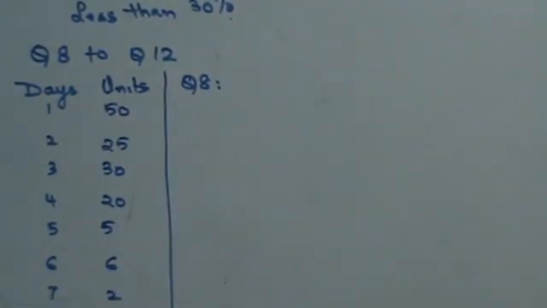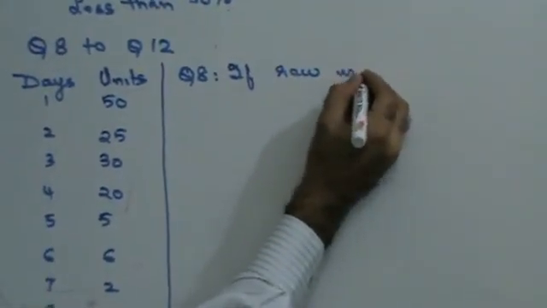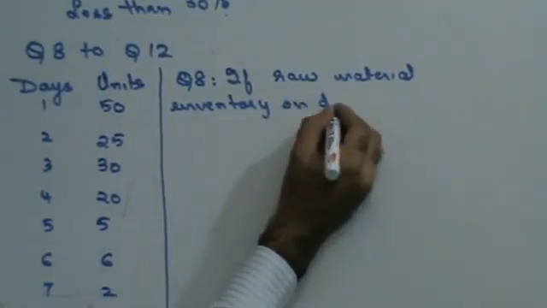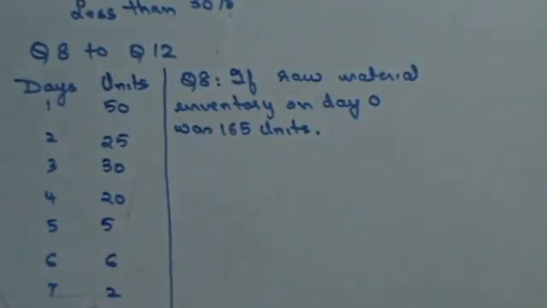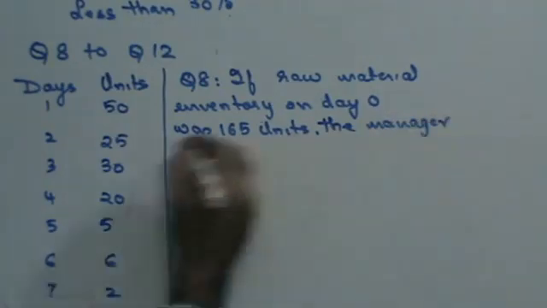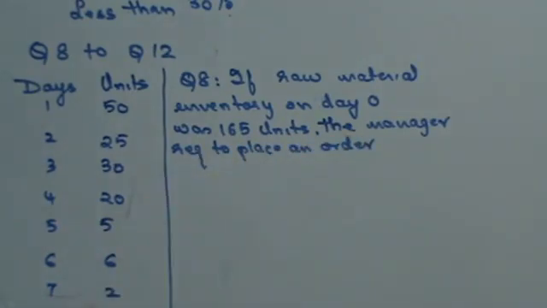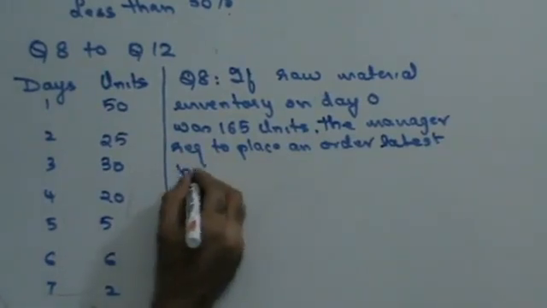Question 8. If raw material inventory on day 0 was 165 units, and the manager requires to place an order, latest by which day?